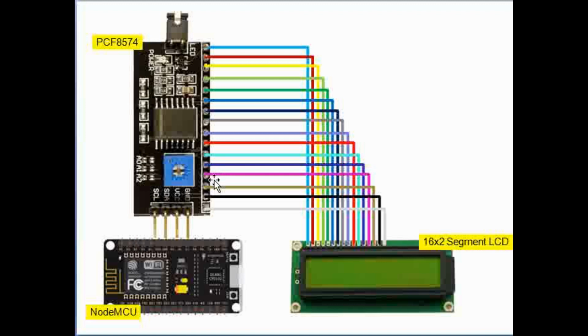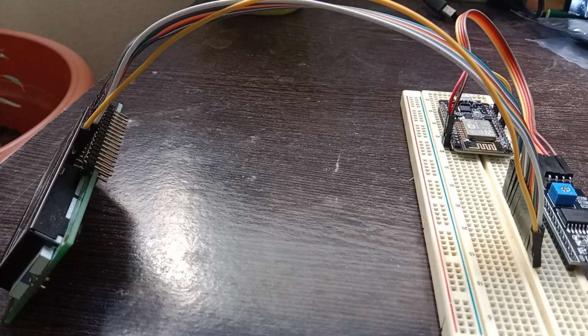Let us show the setup, how it looks like. It looks very simple. So guys, this is the connection. You can see here, this is the NodeMCU board, and then you have the PCF8574 GPIO expander board, and from here the 16 pins through the cable are connected to this 16x2 LCD.